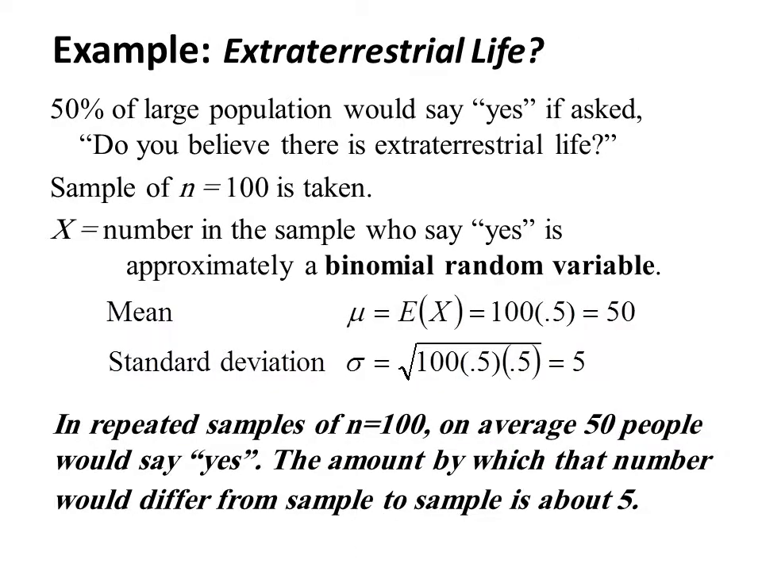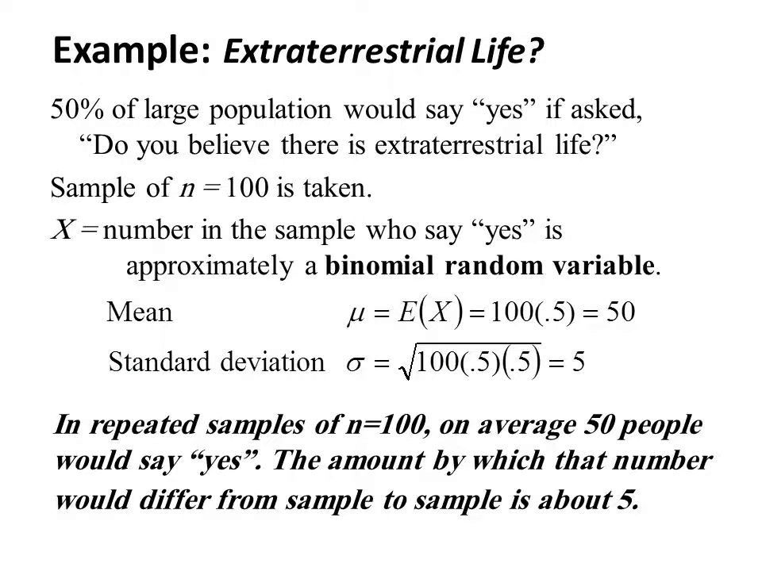As an example, this example is using extraterrestrial life. 50% of a large population would say yes if asked, do you believe there's extraterrestrial life? Do they believe? Yes, they do believe. 50% believe in this thing. A sample of n equal to 100 is taken. We took n equal to 100, and the probability is p equal to 0.5.